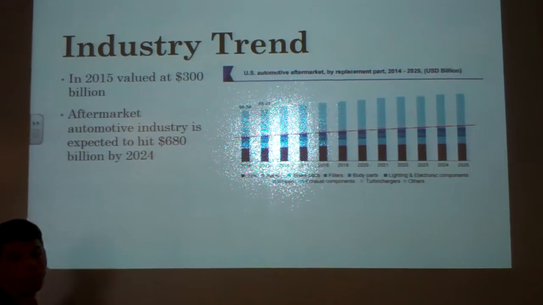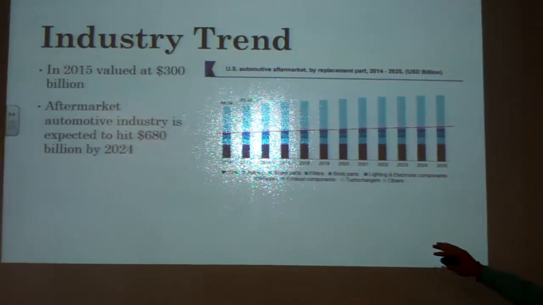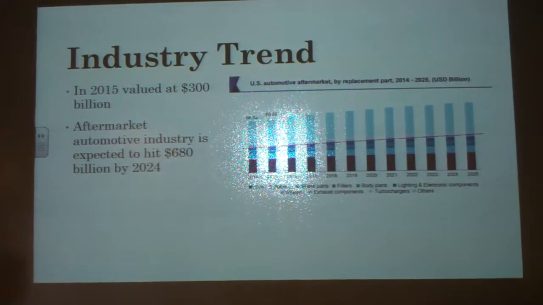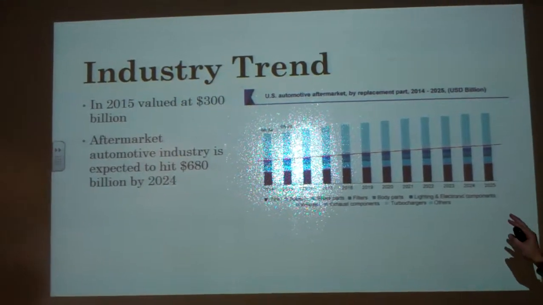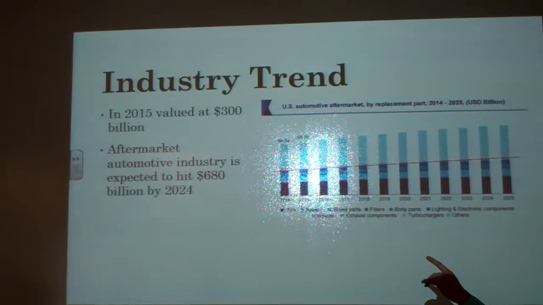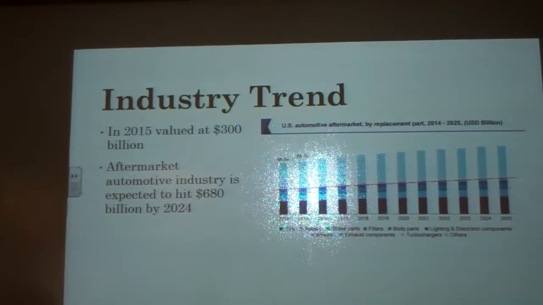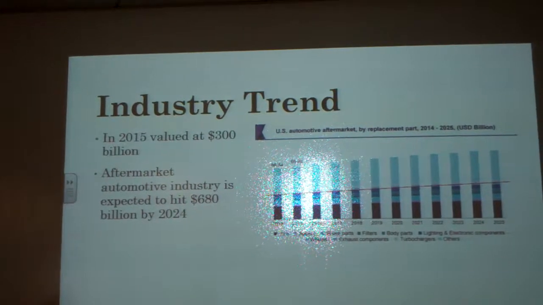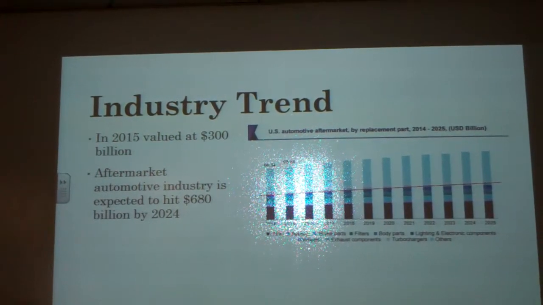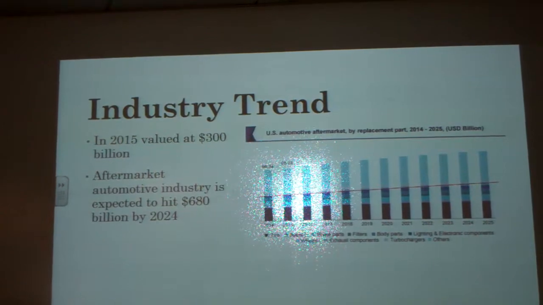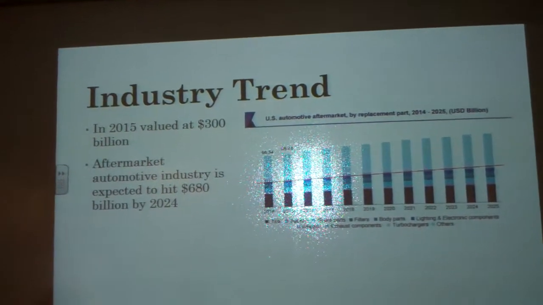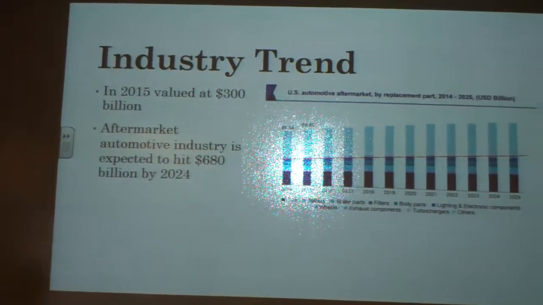Okay, so this chart shows our industry trend. This is for the complete automotive industry. You see this red line here, that is for exhaust components, and the trend is going upwards. In 2015, the automotive industry was valued at $300 billion. The aftermarket automotive industry is expected to hit $680 billion by 2024.